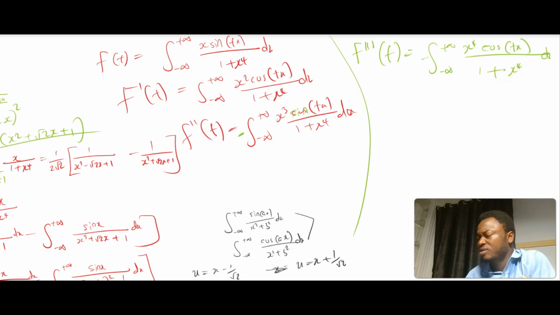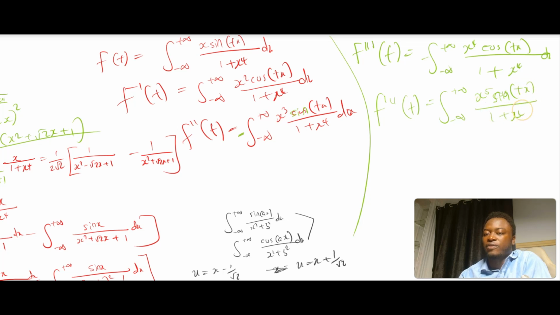So if you take the fourth derivative, you produce the sine, but then you have an x to the fifth there, so you could write it as x times x to the fourth. If you take the fourth derivative with respect to t, you will have the integral from negative infinity to plus infinity of x to the fifth power, no, this will be sine of tx, all divided by 1 plus x to the fourth dx.